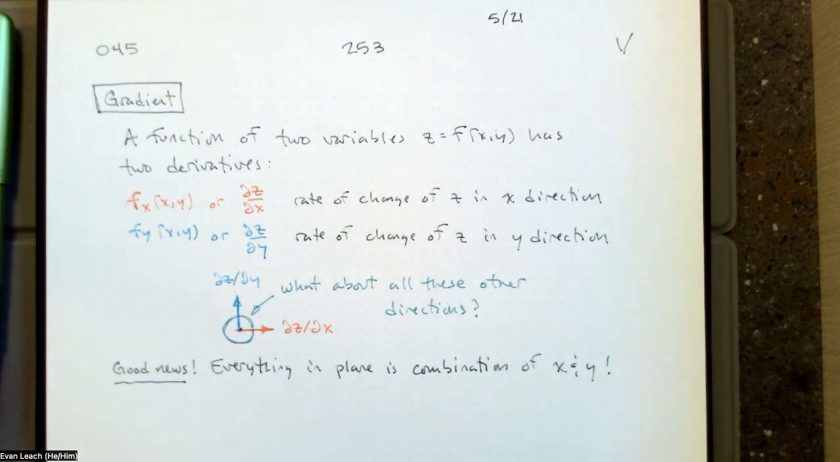So everything in the plane is a combination of x and y. So what we're going to do is take how z is changing in the x direction, how z is changing in the y direction, and we're going to turn it into its own direction. We're going to make a vector out of our two partial derivatives.